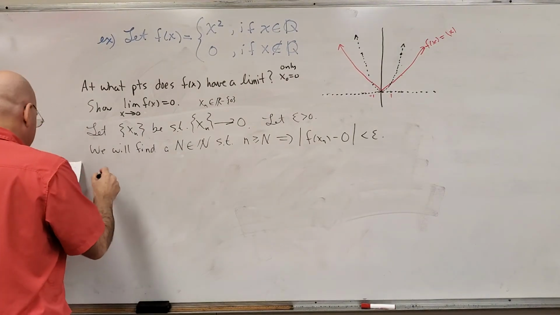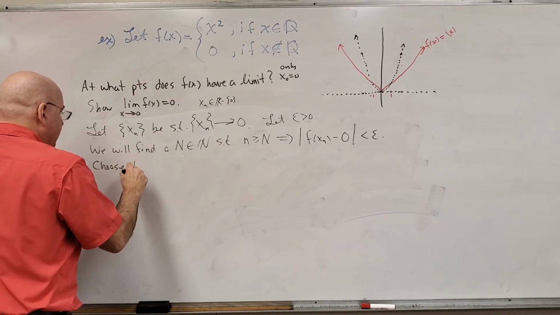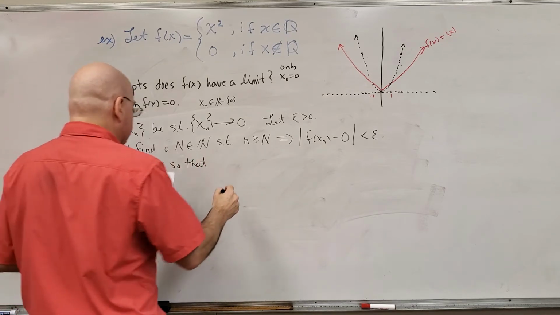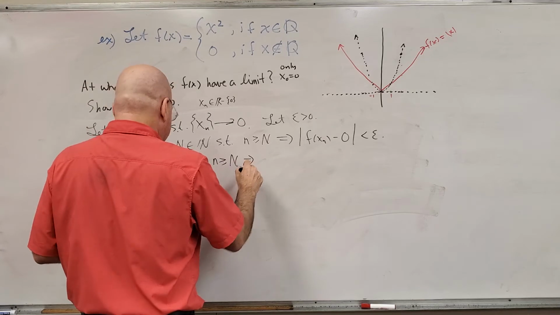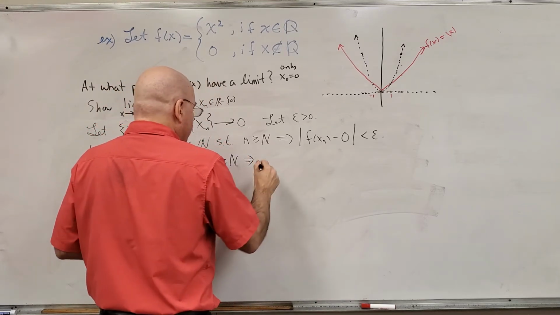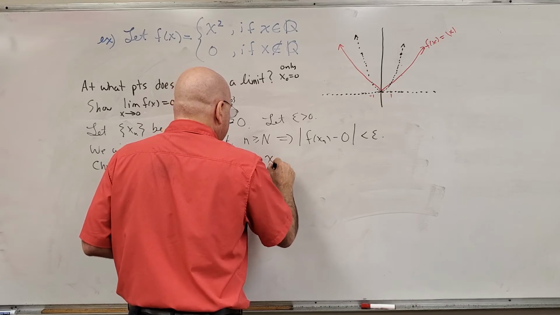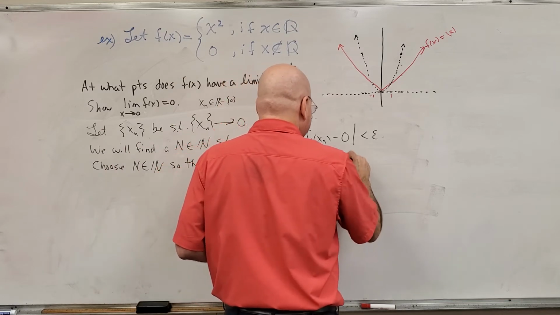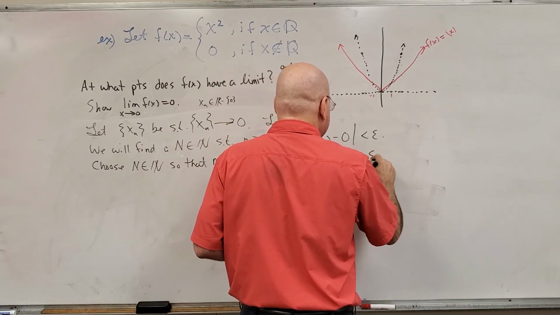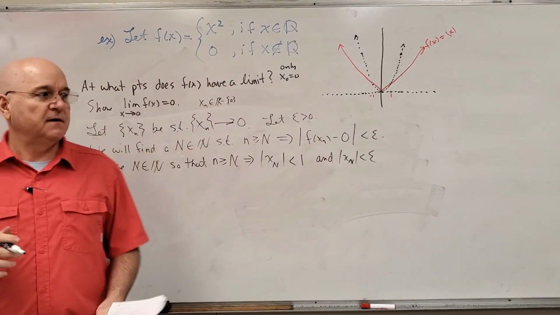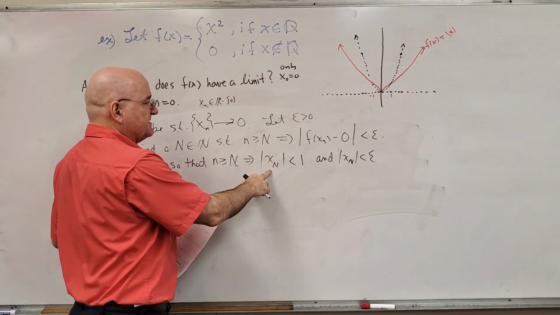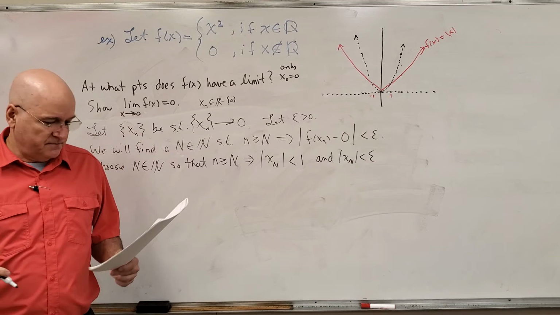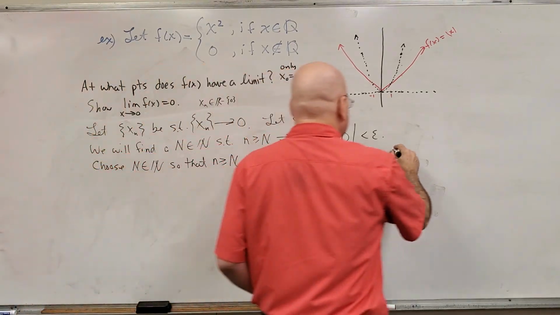So now let's choose capital N so that the following is true. n greater than or equal to capital N implies absolute value of xn is less than 1 and absolute value of x capital N is less than epsilon. So I could have done that in one statement by saying choose it so that xn is less than the smaller of 1 and epsilon, like we did in the previous proof. Maybe I'll go ahead and say that.